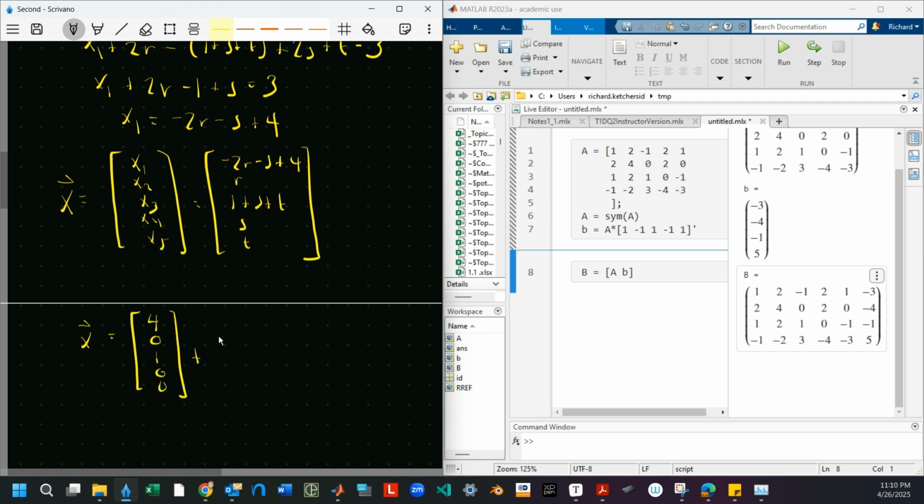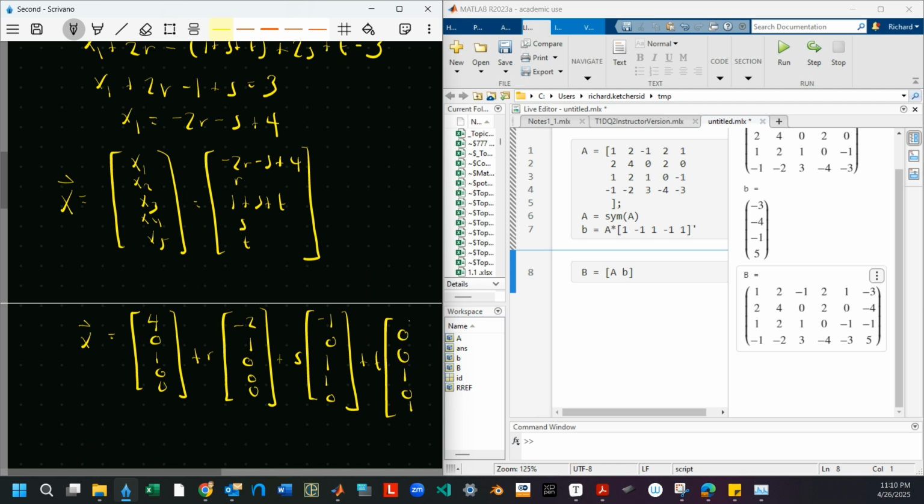Plus, and then I'm going to have r, and then I'm going to have minus 2, 1, and there's no r's down there. So 0, 0, 0. And then plus, I'm going to have an s, and I'm going to have a minus 1, 0, 1, 1, 0. And I'm going to have a plus and a t. Okay, and for the t's, I'm going to have no t's there, so 0, 0, 1, 0, 1.